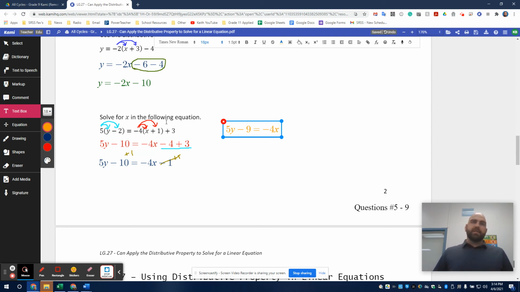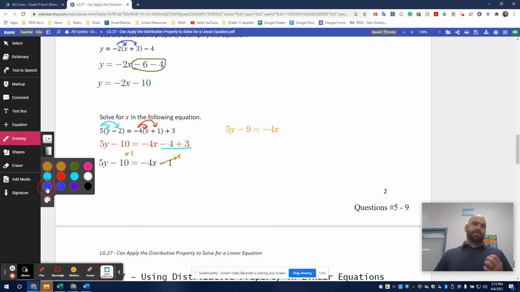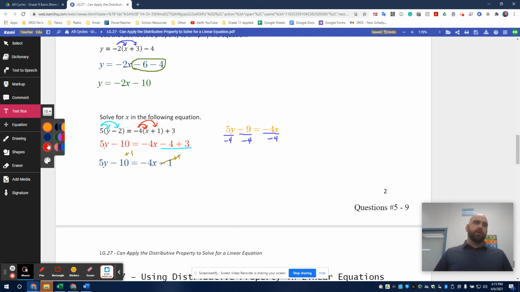But now we need to get rid of the -4. Here's where it becomes a little bit, let's call it tricky. To get rid of this -4, it's being multiplied, so we need to divide by -4. We have to divide everything by -4, so we're going to divide this by -4, and we're going to divide this one by -4 as well. Now it turns out we're going to get some fractions in here, and that's okay. We're okay with fractions.